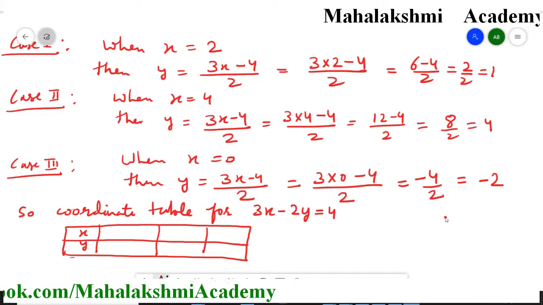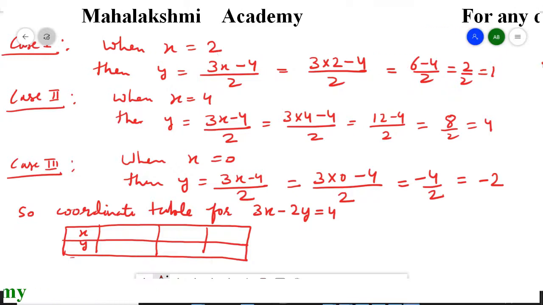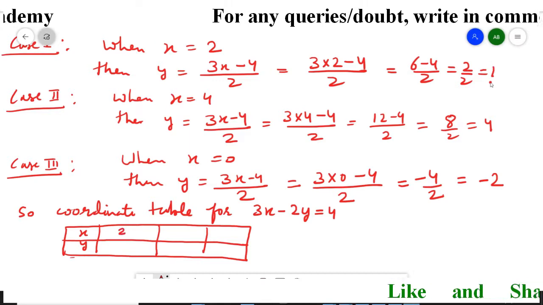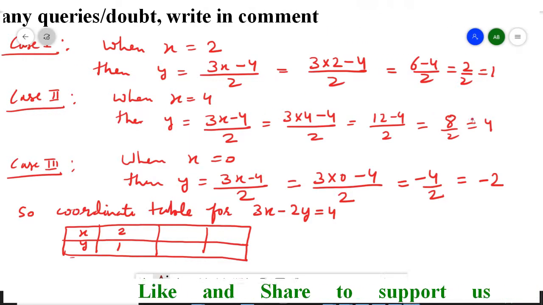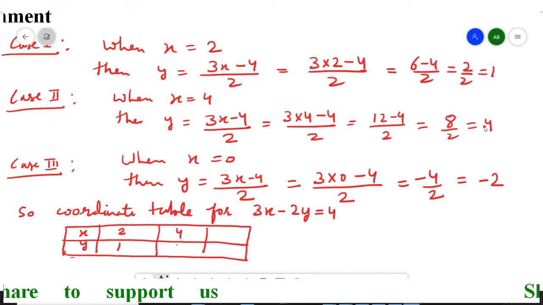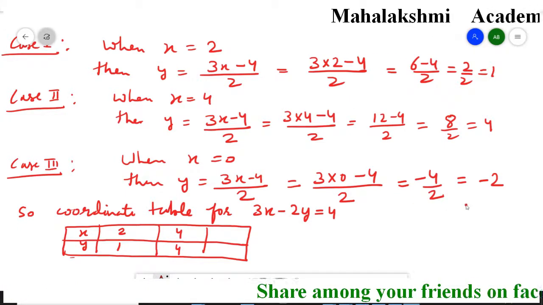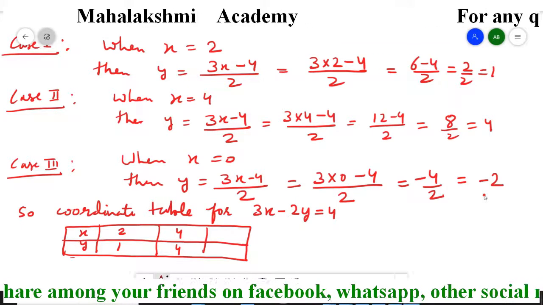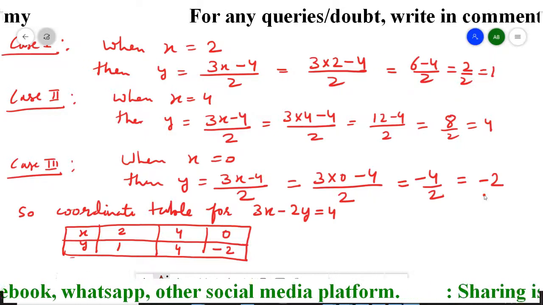Now x is in first case, you will see here x is 2 and y is 1. So we will write here x is 2 and y is 1. And in second case we have x is 4 and y is also 4. So we will write here 4 upon 4. In third case we have here x is 0 and y is minus 2. So we will write here x is 0 and y is minus 2. Now we obtain both the coordinate table.